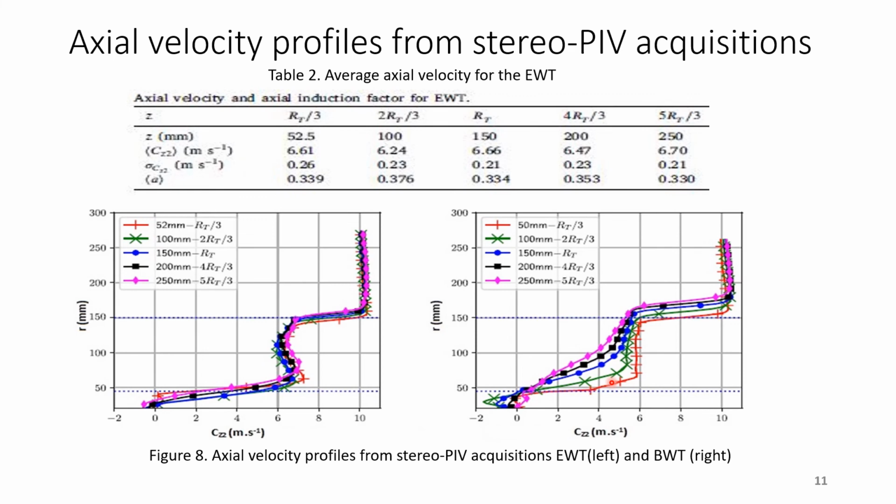The experimental measurement of axial induction factor varies from a equals 0.339 at z equals 52.5 millimeter to a equals 0.330 at z equals 250 millimeter. So we can see that the axial induction factor is not changing significantly. So there is a very slight change for the EWT type turbine, and the results are really close to the design setting, which proves the good efficiency of the design method.